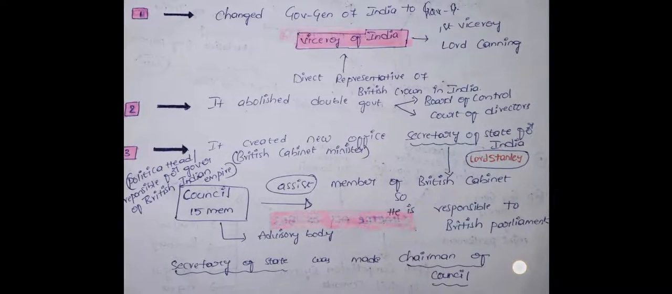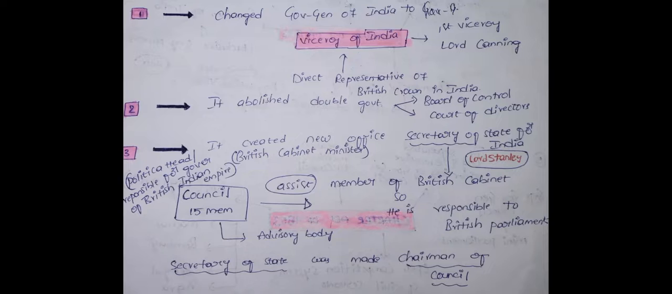The first Secretary of State was Lord Stanley, and a 15-member council was appointed to assist the Secretary of State. The Secretary of State was appointed by the British Crown, and he is a member of the British Cabinet. So he is always responsible to his government.